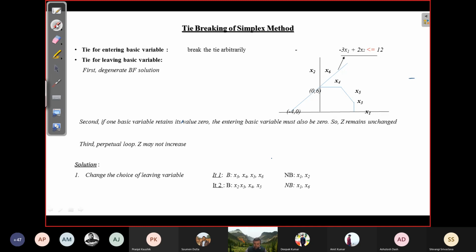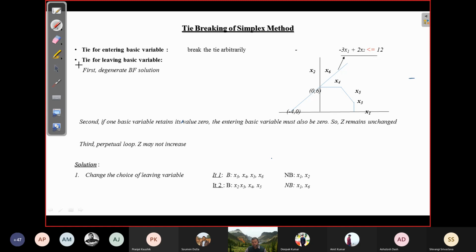Now, where can you get a tie? First of all, when you look at the entering basic variable, you compare the coefficients, like minus 3, minus 5, or minus 3, 3 by 2. Now it may happen that you have the same coefficient, like minus 3, minus 3 for two non-basic variables. So there is a tie: which one to choose to enter the base? This tie can be broken arbitrarily, because whichever direction you decide to move will give you the same benefit, the same amount of gain. So any one you choose, whenever there is a tie in the choice of entering basic variable.